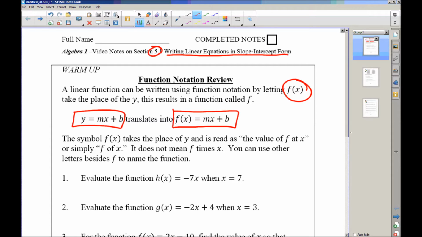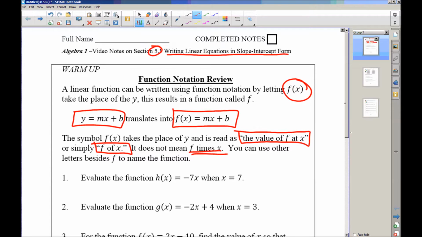The symbol f of x takes the place of y, and it can be read two ways. The real way to read it is the value of f at input x, but most people just say f of x. So f, the function f when x is the input. This does not mean f times x. Those parentheses are showing that the input is x, not that we are multiplying the output f by an x. You can use other letters to describe f. It doesn't have to be f. It could be g or h or m or whatever you feel like.